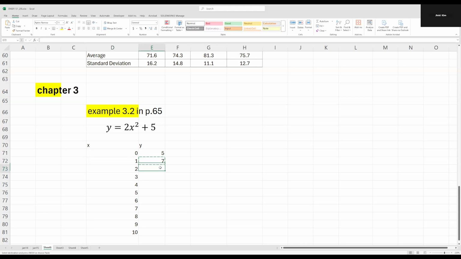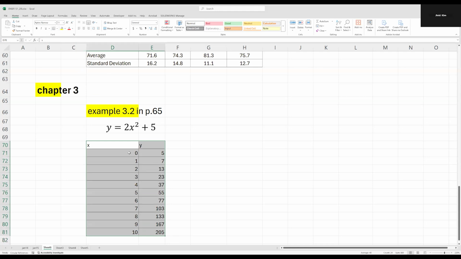Or you can just copy and paste down here, right? So that way, now it's very simple. You now have a table of x and y just like that. And this table realizes this equation up there. Okay.